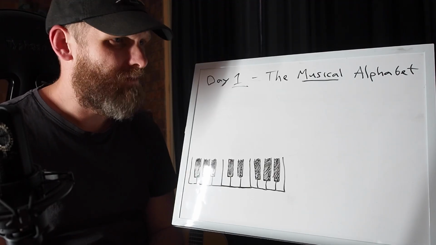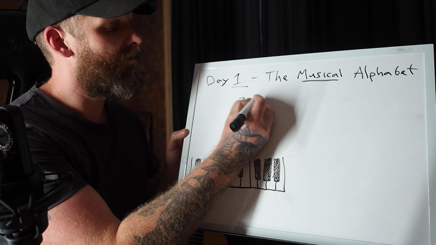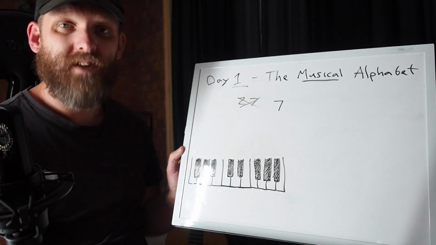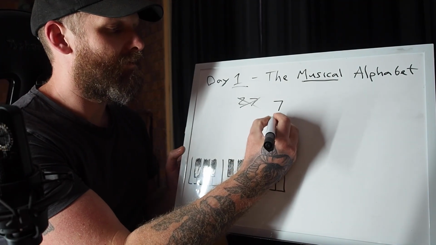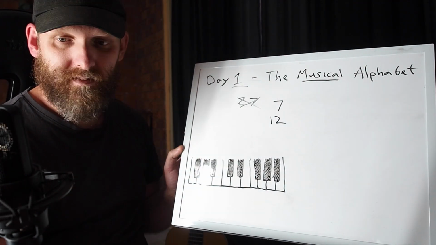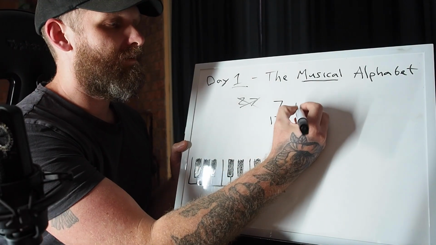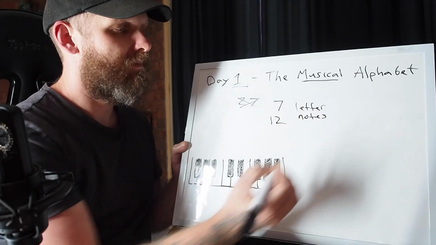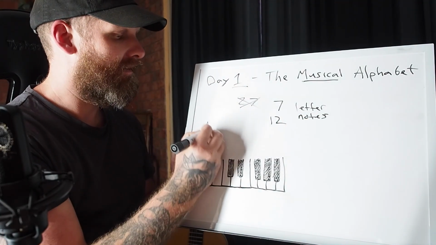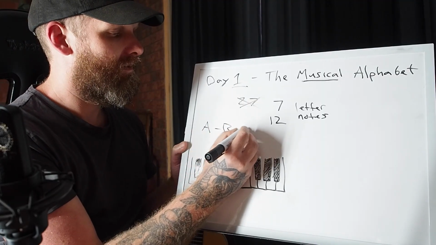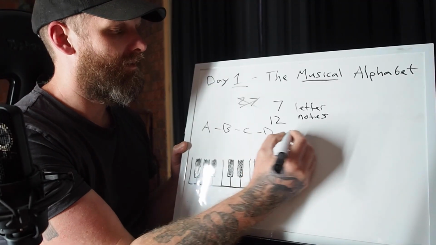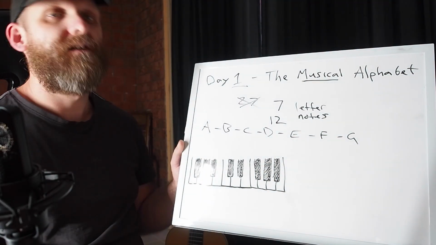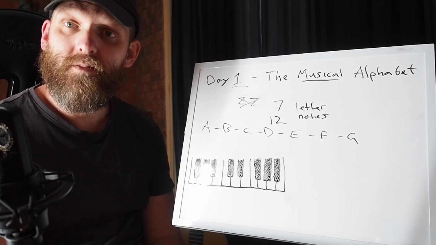It's a little bit simpler than what you might think. The English alphabet has 26 letters, but the music alphabet has 7. Now, sometimes you might hear people talk about 12, and we'll discuss that today. The 7 letters, or 7 notes, are as follows: A, B, C, D, E, F, and G. So there are the 7 letters of the musical alphabet.